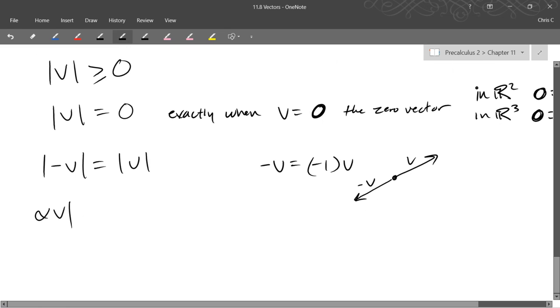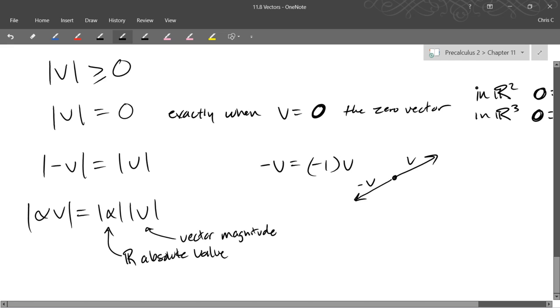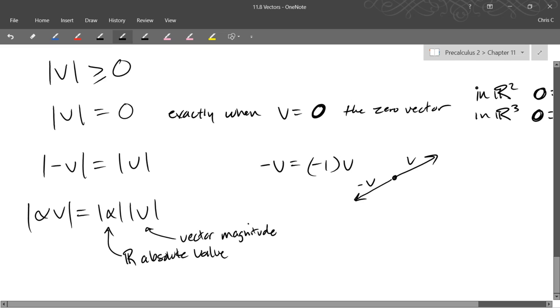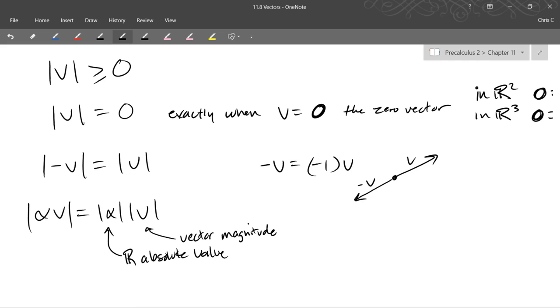And alpha v, if I multiply a vector by a number, the magnitude is the absolute value of alpha times the magnitude of the vector. So we get the absolute value of the real number scalar multiplied by the vector magnitude. Now, why am I labeling all this? Because they mean slightly different things right here. The alpha is absolute valued, so if it's negative, make it positive. The vector is a magnitude, so you don't make the coordinates positive. You're taking the magnitude of that vector. Unfortunately, the notation looks the same.